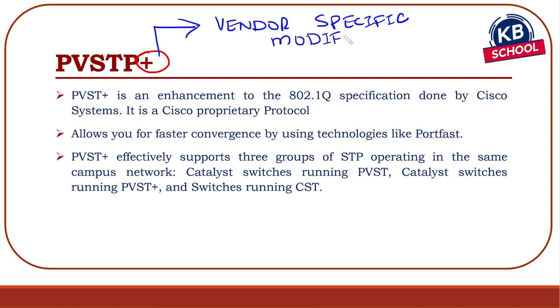Anytime you see a plus against a protocol, that's the indication. And that's exactly what Cisco did. So Cisco enhanced the 802.1q specification, and it was called PBSTP plus. And what was that? Faster convergence by using technologies like PortFast. Okay?